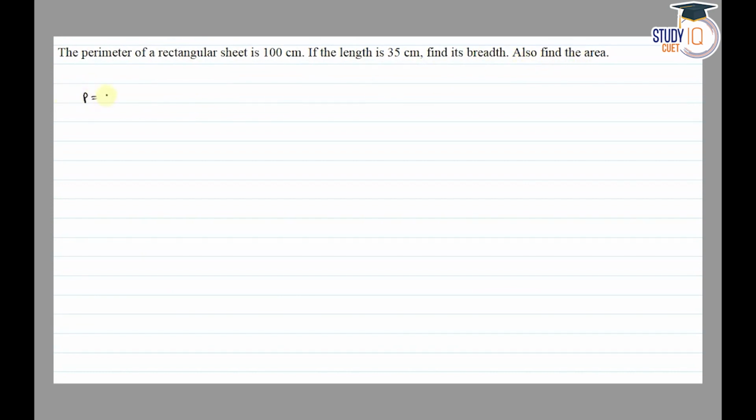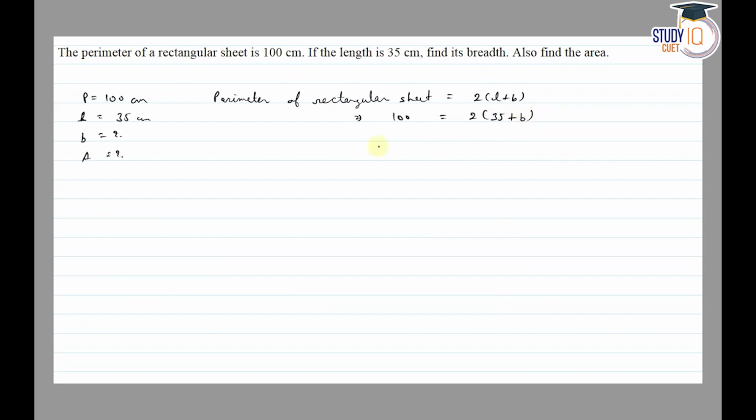So हमें perimeter given है 100 cm, length given है 35 cm, breadth हमें find out करनी है and area भी find out करना है. So perimeter of rectangular sheet, इसका फॉर्मूला होता है हमारे पास 2(l + b). हमें गिवन है 100 सेंटीमीटर इज इक्वल टू 2 (लेंथ गिवन है 35 प्लस ब्रेड्थ), हमें फाइंड आउट करनी है.